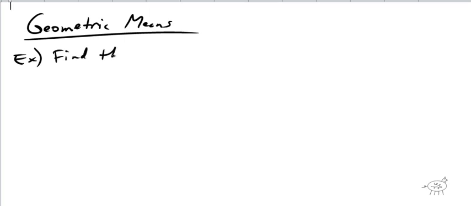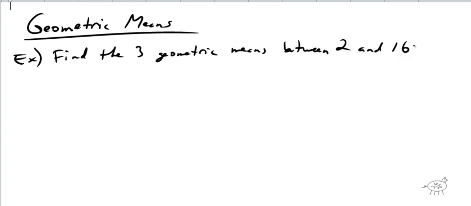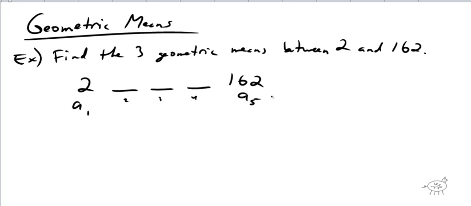Find the 3 geometric means between 2 and 162. So you're going to go 2, and then you're going to put 3 blanks here, and you're going to list 162. So just like I did before, that's a sub 1, this is 2, 3, 4, and this is a sub 5. So our goal is to find r. Because once I find r, then I just start multiplying it out.